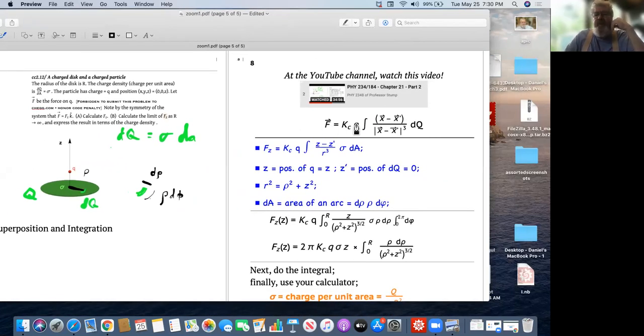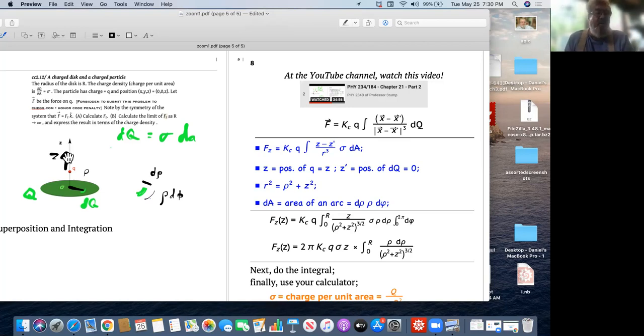So again, we have this fundamental equation. It's kq integral of (x minus x prime) over |x minus x prime| cubed dq. Now it says in the problem, by symmetry, the force on Q will be in the z direction. This disk is in the xy plane. Different points around the disk will produce forces in different directions. But if I add them all up, the net force will be in the z direction by symmetry.